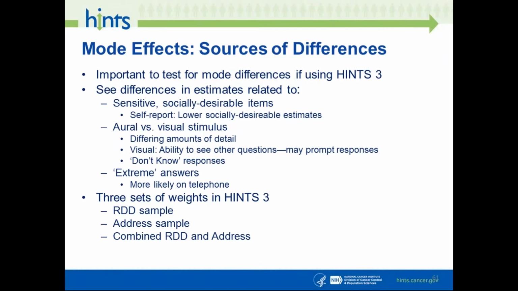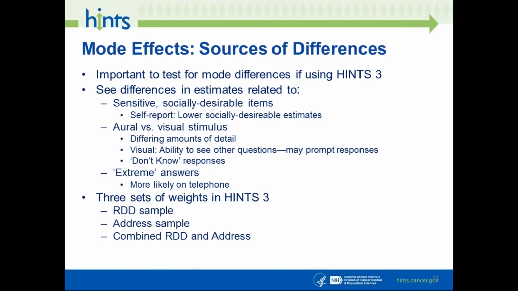And again, as I was talking about in HINTS 3, there are weights, final sample weight, replicate weights, if you want to use the RDD sample, the address sample, or combined. And again, you're going to want to test for that to decide which one to use. I'm going to go into more detail, and I know Ali is going to show you specifically some code about that. So hopefully this kind of drives the point home a little bit.